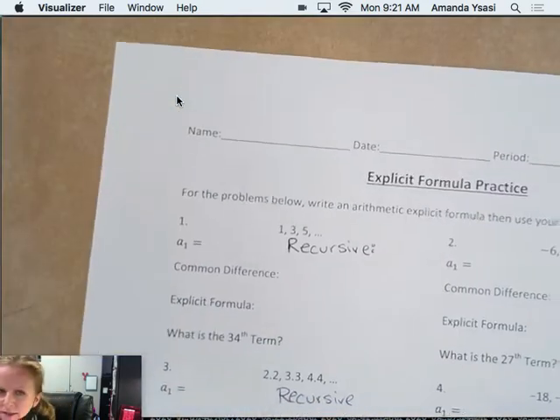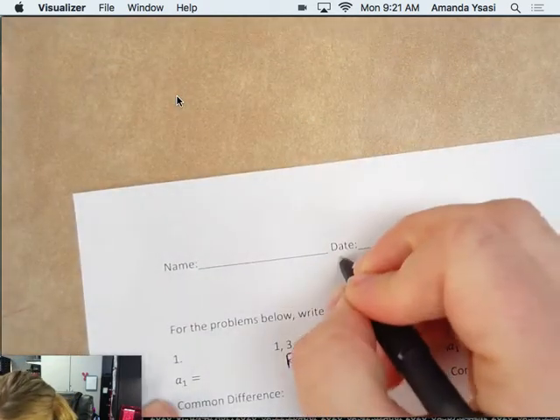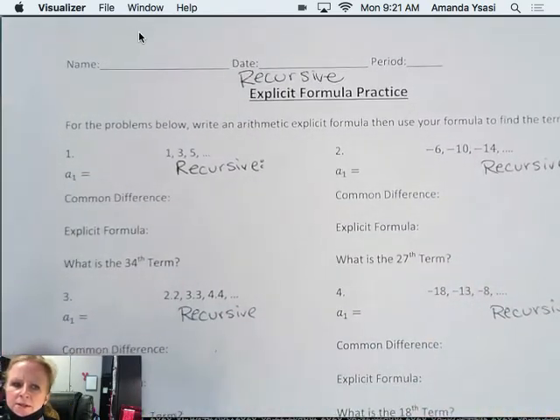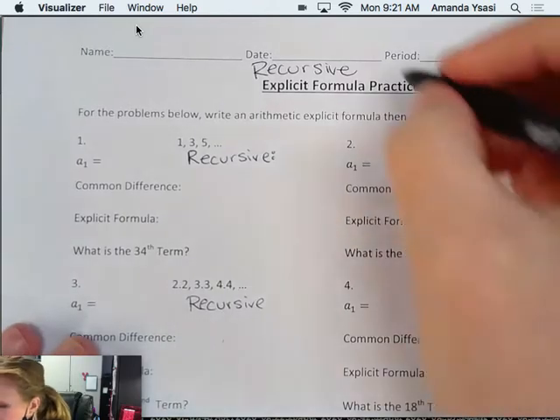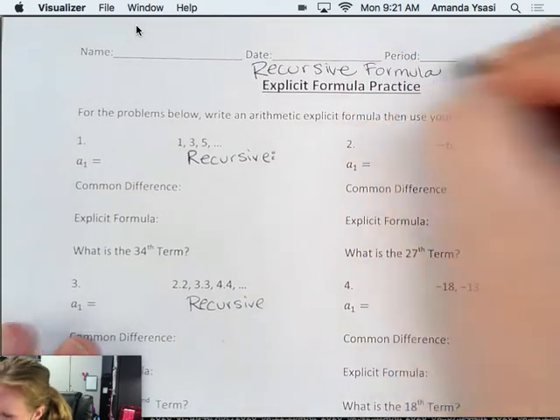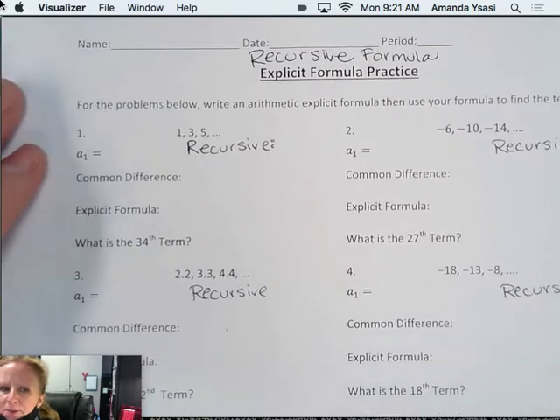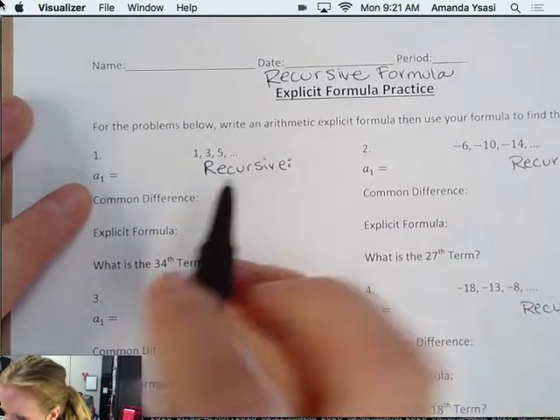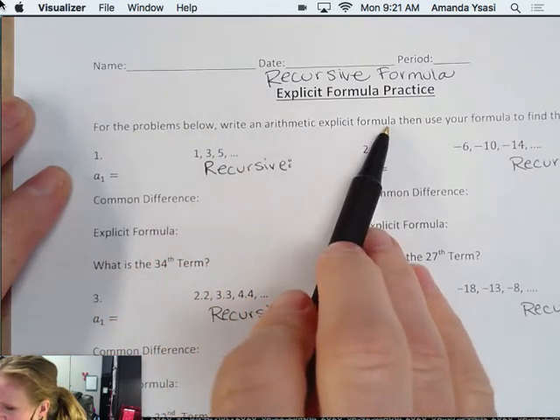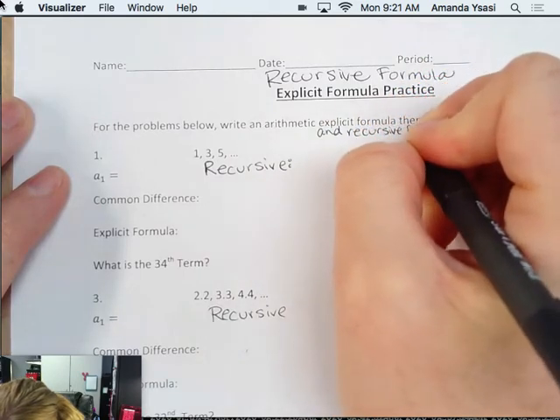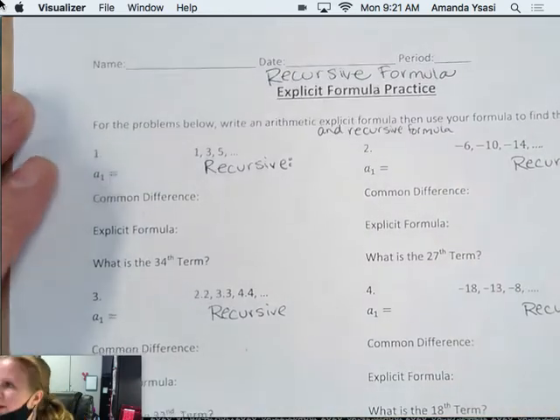Okay, let's look at the back side because you're going to finish this as your assignment. We're going to write the recursive and the explicit formula for each one of these. We'll write the recursive first, and then you can find your explicit from that. So we're going to do number 1 together. For each problem below, write the arithmetic explicit formula and recursive formula. Then use your formula to find the term.